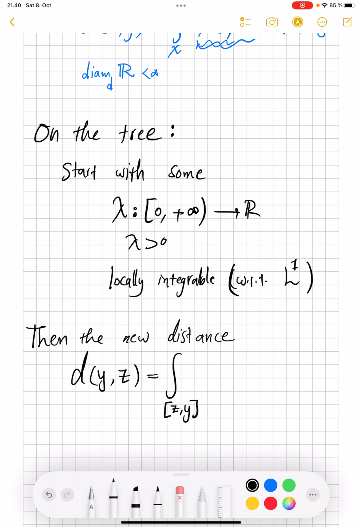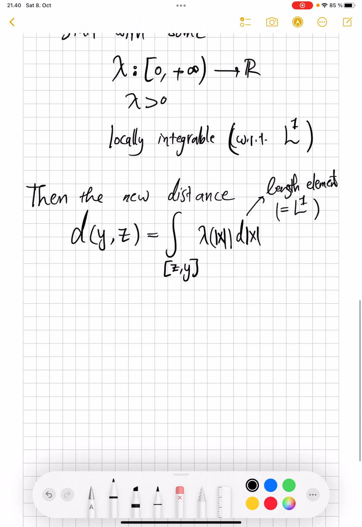And then you have this length element, which, when you localize, is just the Lebesgue one measure. And then, of course, you use this weight coming from lambda. Of course, you cannot put lambda of x. Lambda is a real valued function on the real line, so you put the absolute value of x. So let me show you in a picture what is going on here.